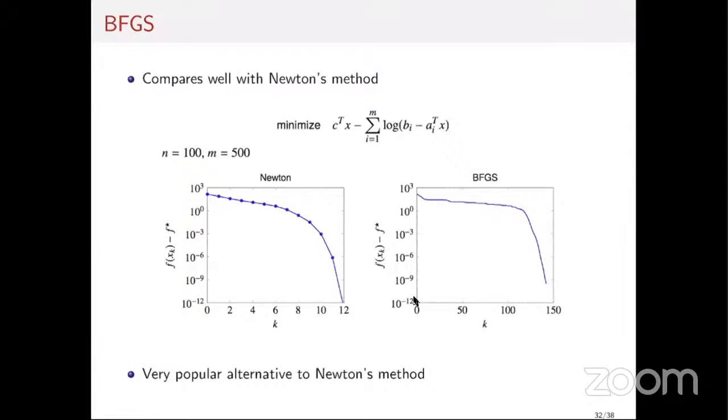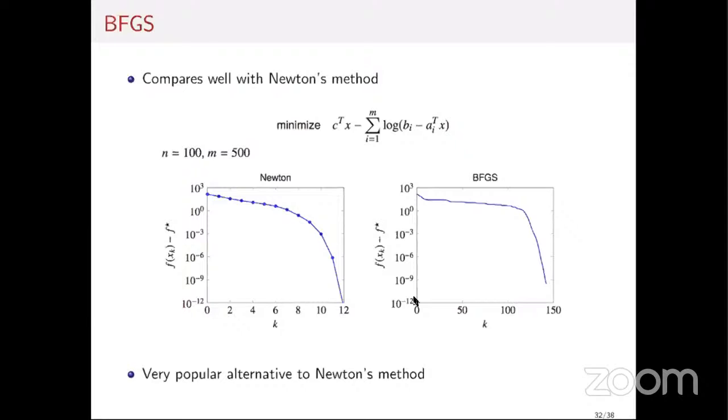This is a slide I took from Lieven. On the problem of minimizing this function, it's a linear function c transpose x minus a summation of some logarithmic terms. This is a problem that is very important when solving linear programs, and this is what I will talk about when discussing path following methods.